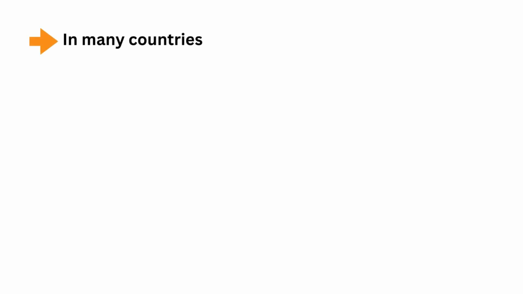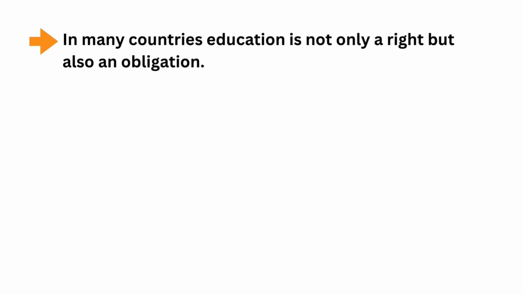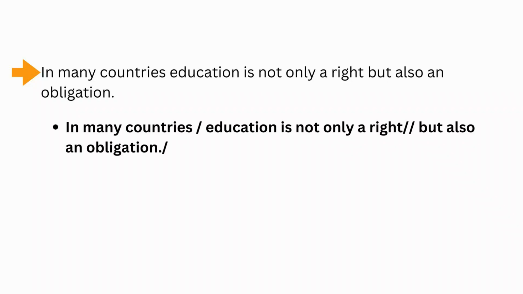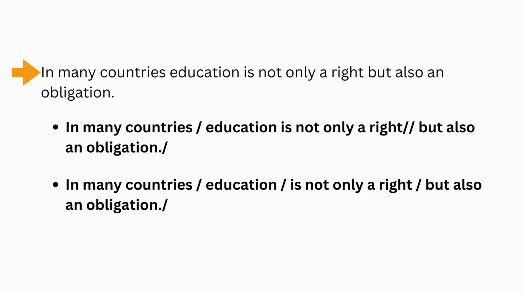Let's try one more. In many countries, education is not only a right but also an obligation. Now this sentence has been divided into 3 sense groups. In many countries, education is not only a right but also an obligation. We can also break it into 4 sense groups. In many countries, education is not only a right but also an obligation.